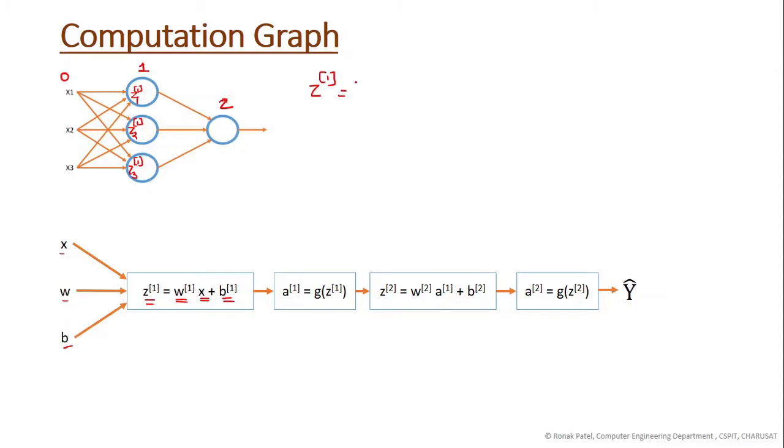So this Z1 is a combination of Z11, Z21, and Z31. So this is the thing, right? Now what will be Z11? We know Z is W transpose X plus B, right? The transpose I will explain to you. W transpose x plus b. Same thing you need to write here for this Z11.